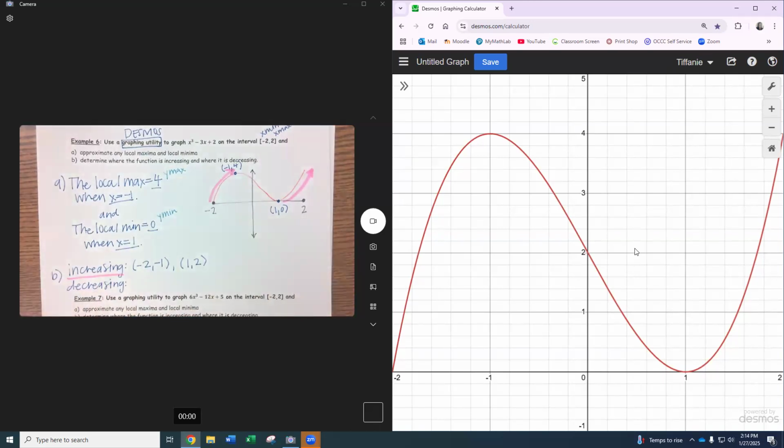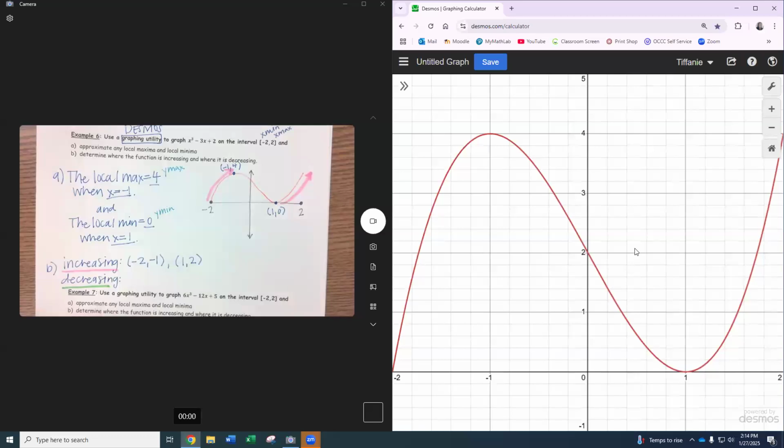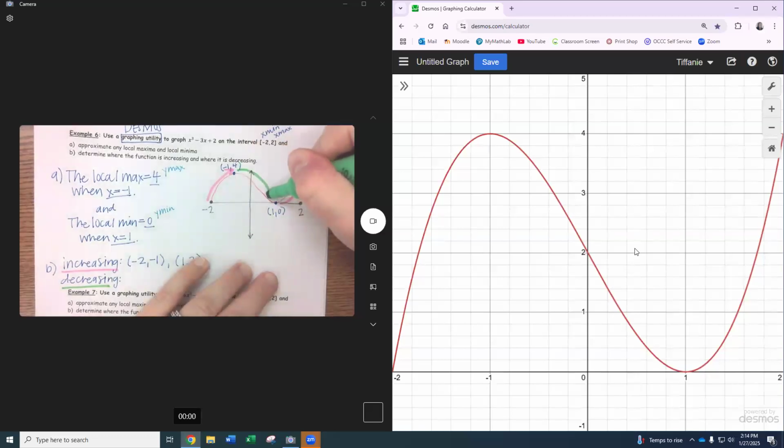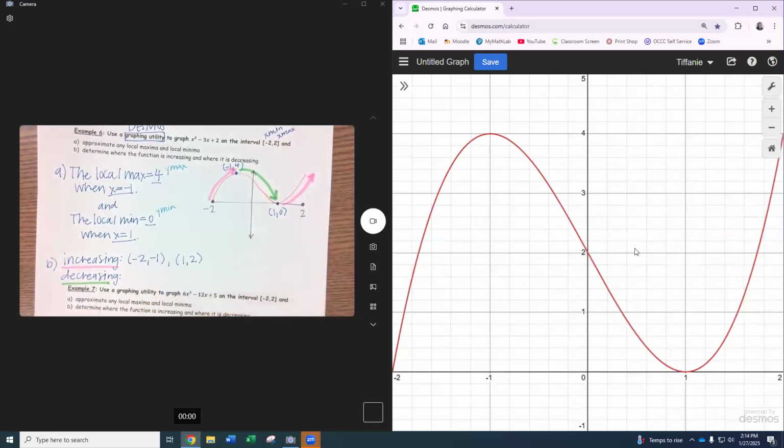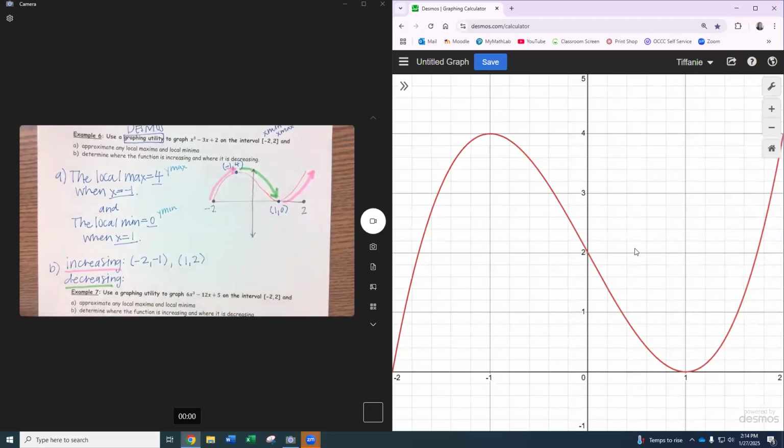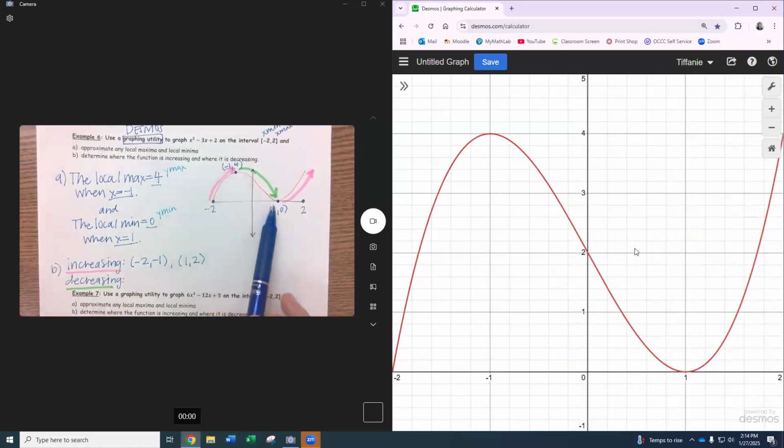And we'll do that in green here. So where is this graph going down as you move left to right? And that would be right there. It is going down. So where is that interval? Looking at, again, focusing on that X is -1 to 1.